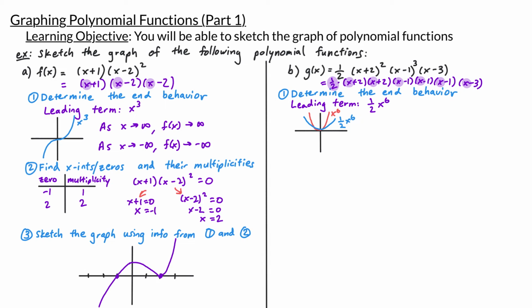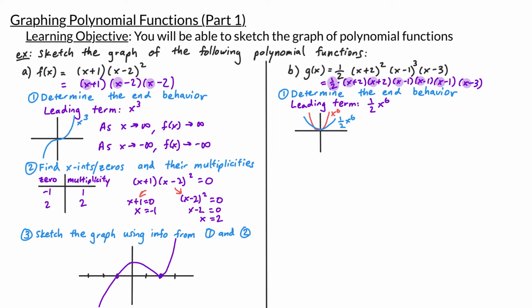So remember that as we plug in larger and larger positive or negative values of x into our function, g behaves more and more like 1/2 x to the 6th. So if we want to know the end behavior for g, we just trace this blue graph to the right and to the left.